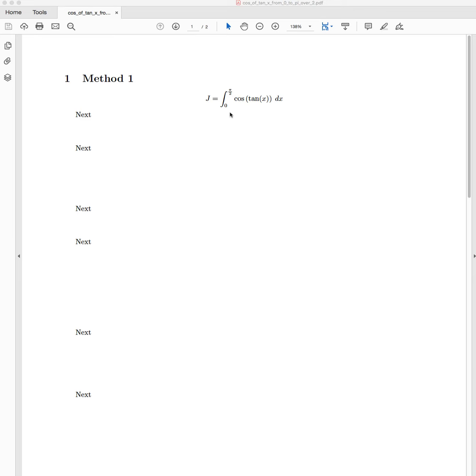Now, on the surface, it actually looks quite nasty, cos of tan of x. We've got a function of a function. But it actually turns out to be a rather simple integral to evaluate.